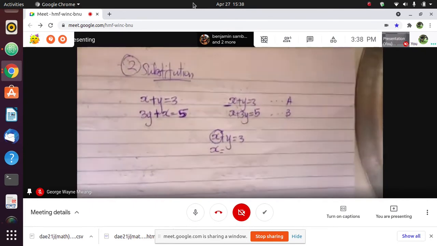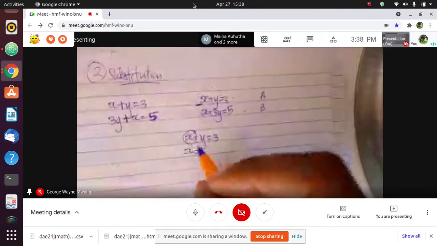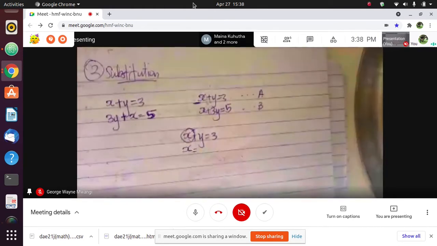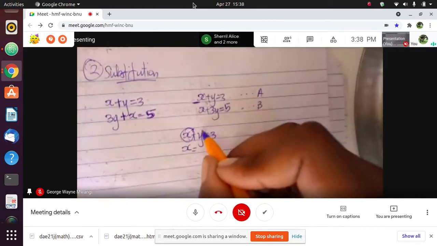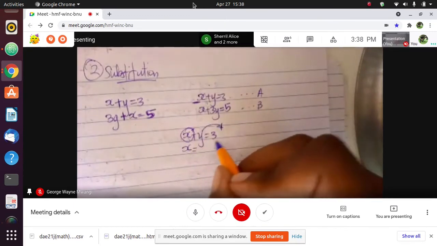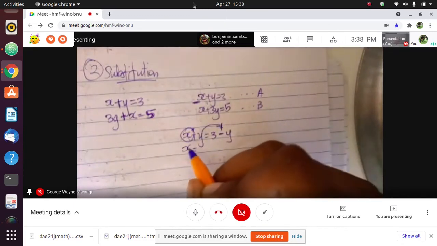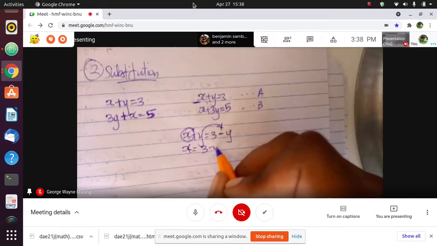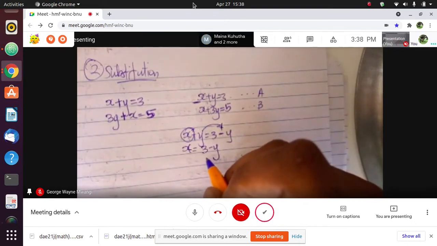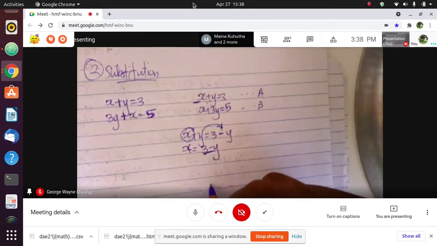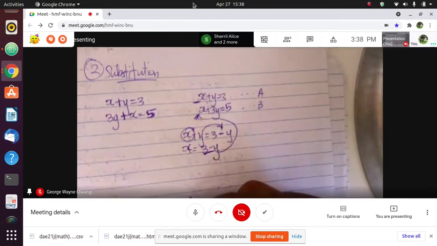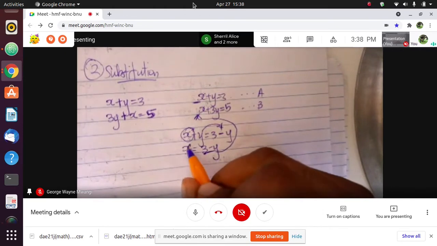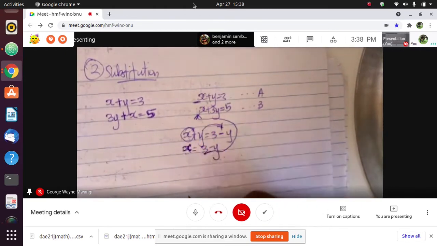Okay. We will take x and make it the subject. When we make this x the subject, x will be given by, we will take y to the other side and it will become a negative. And so x will therefore be 3 minus y. Now what do we do with this value of x? We take it and we replace it in our second equation. We will substitute the variable x in our second equation.